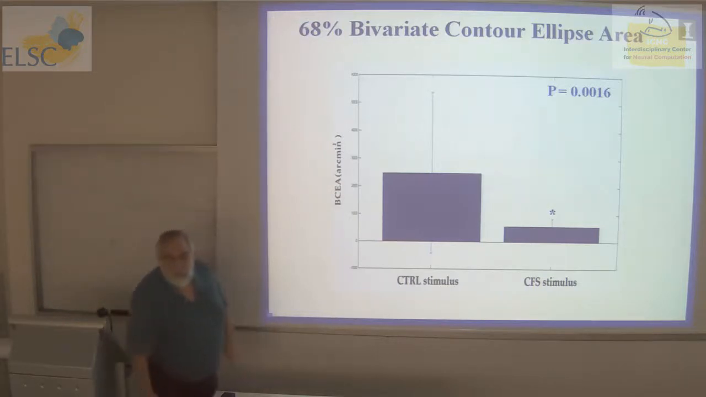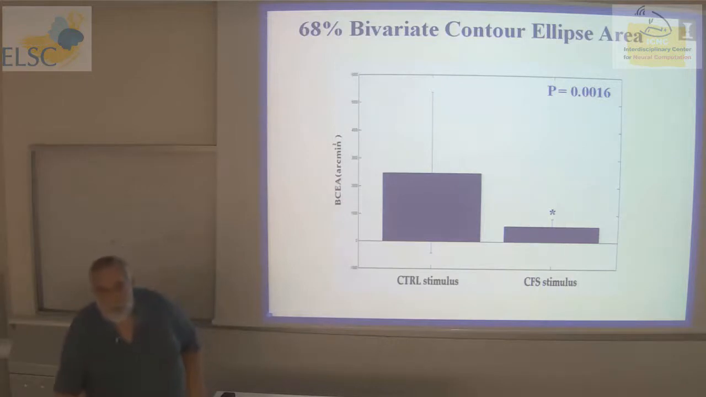Yes? So why is it elliptical? The density of the photoreceptors in the horizontal direction is almost twice smaller than in the vertical direction. So it looks like an ellipse because this is the relation between the horizontal and vertical direction of the retinal density of the photoreceptors. Okay.